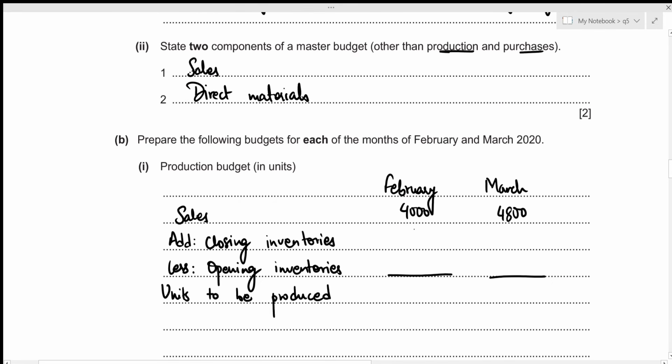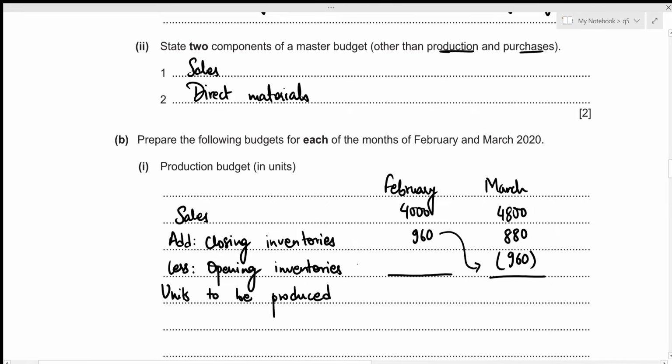That's 960 for February and 880 for March. Now we need to write down our opening inventories as well. And like I said before, the closing inventories of last month is going to be the opening inventory of this month, right? So in case of March, its opening inventory is going to be the closing inventory of February. So I'm just going to write down 960, and this should be subtracted, so I'm just going to write it down in a bracket.